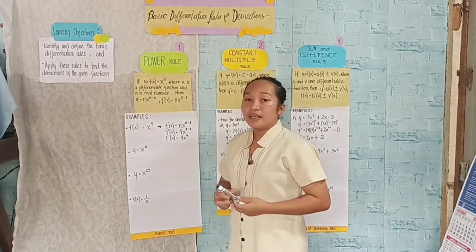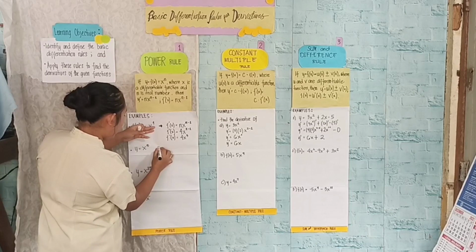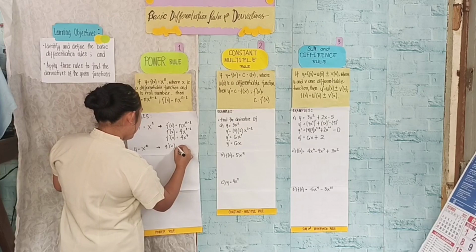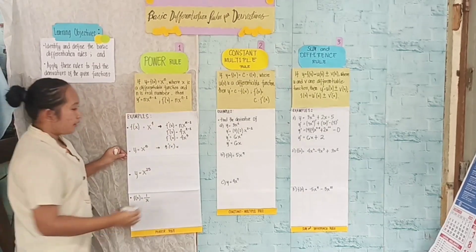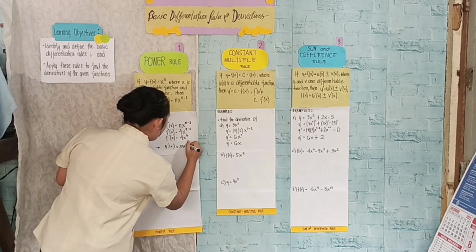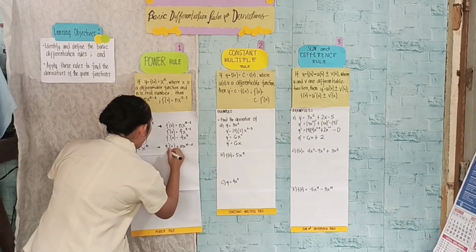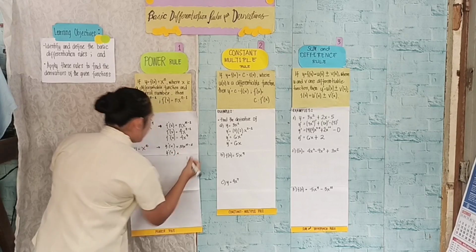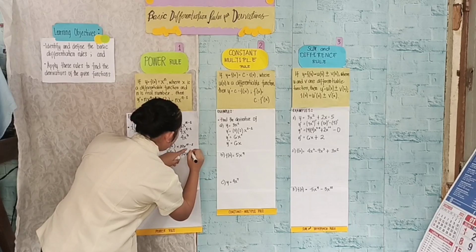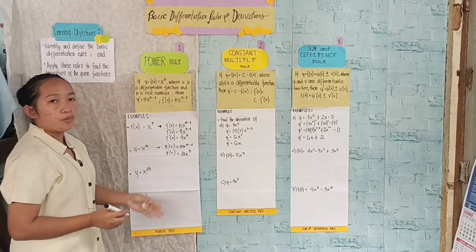Y is equal to x raised to the power of 10. Then y prime of x is equal to, what is our exponent? 10. 10x raised to the power of 10 minus 1. Then y prime of x is equal to 10x raised to the power of 9. As easy as that. That is how the power rule works.